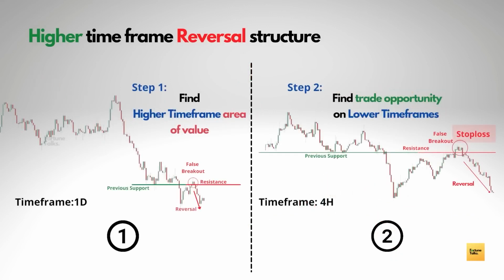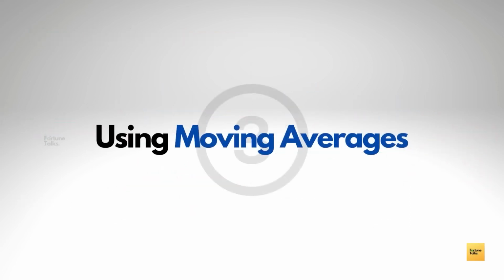So what exactly are we looking at? In case of this strategy, you have to look for a higher time frame area of value like a support or a resistance where the prices can eventually reverse, and you can then take a trade entry on a lower time frame with the help of a reversal candlestick for confirmation. In this case, there was a false breakout and you can leverage the highs of this false breakout to place your stop loss. Now, the third strategy we will be discussing is using moving averages.